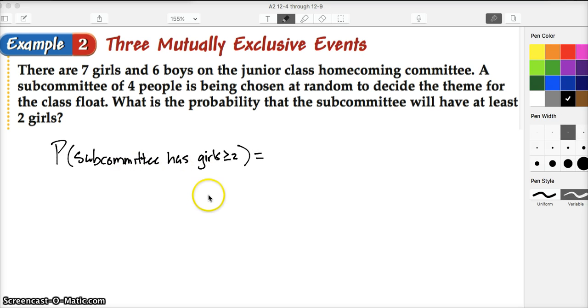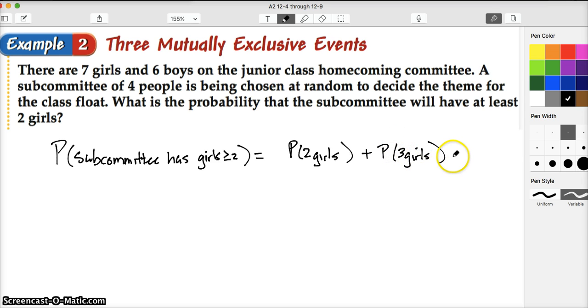So we're trying to consider the probability of having girls on the subcommittee that number 2 or more. Basically, we need to figure out the probability of having 2 girls on the subcommittee, and also the probability of there being 3 girls chosen, and the probability of there being 4 girls chosen for the subcommittee. So that's how we would calculate that.